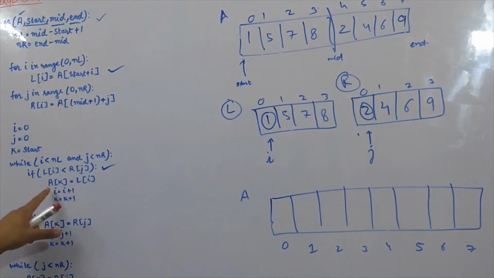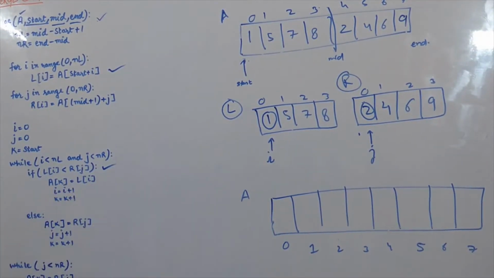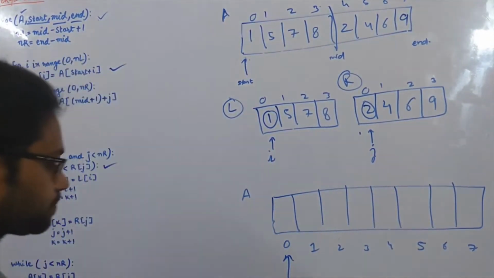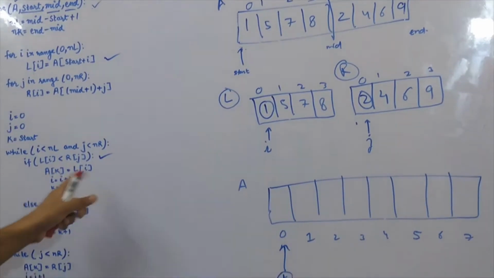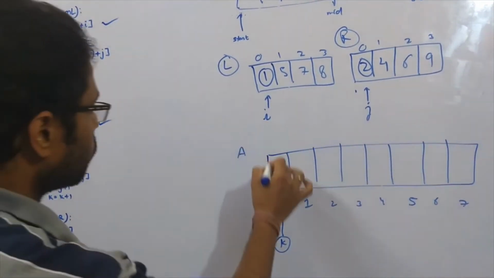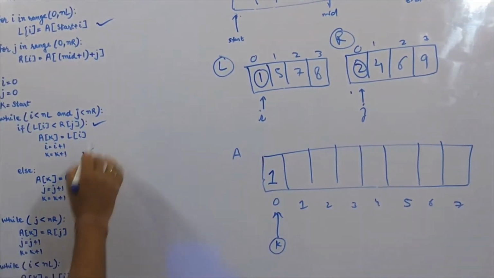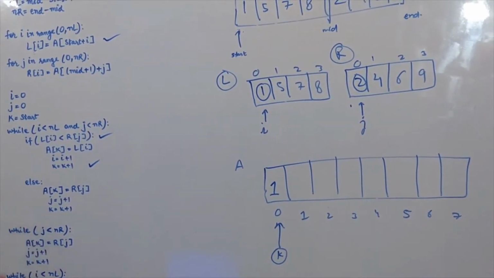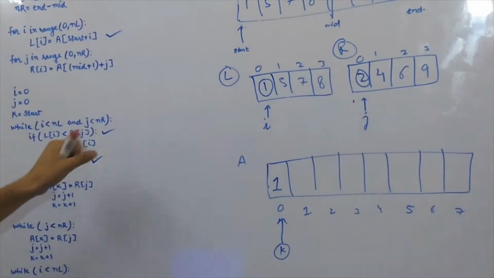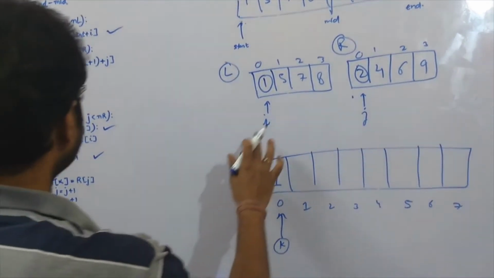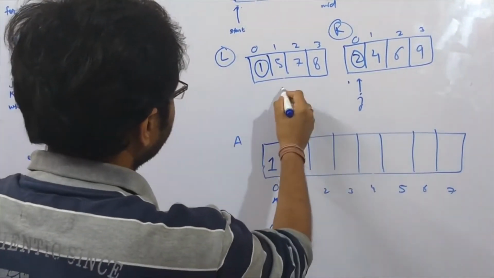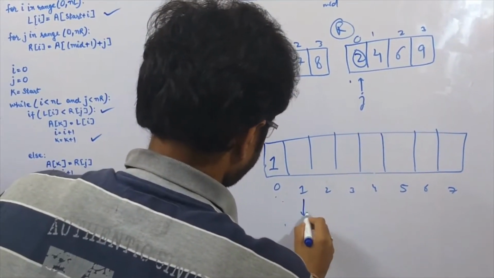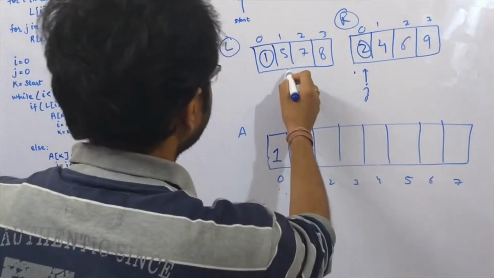So what we will do is A of k is equal to L of i. This is A and this is our pointer for k. So 1 will be placed here by this code. It will not go into the else part, and we will return to the loop. Now the i value will be incremented and the k value will be incremented. Now k is also incremented and i is also incremented.